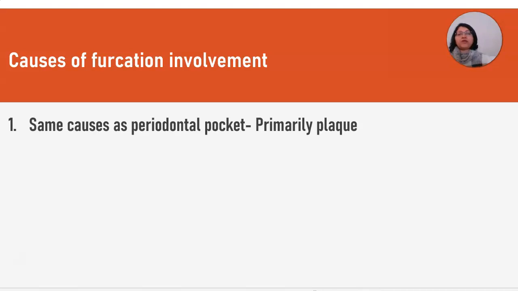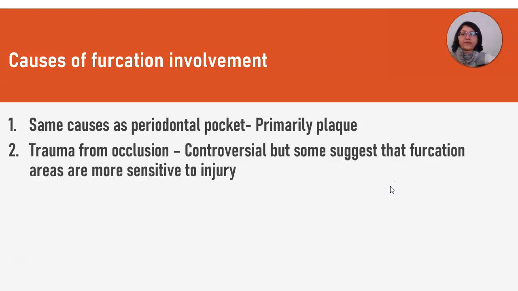And like normally for every periodontal problem I mentioned, plaque. Plaque is the primary cause. Patient might be brushing well now, but maybe they were not brushing before, or due to whatever reason, they were not able to maintain hygiene in that particular area. So, plaque is always going to be the primary cause of furcation involvement.